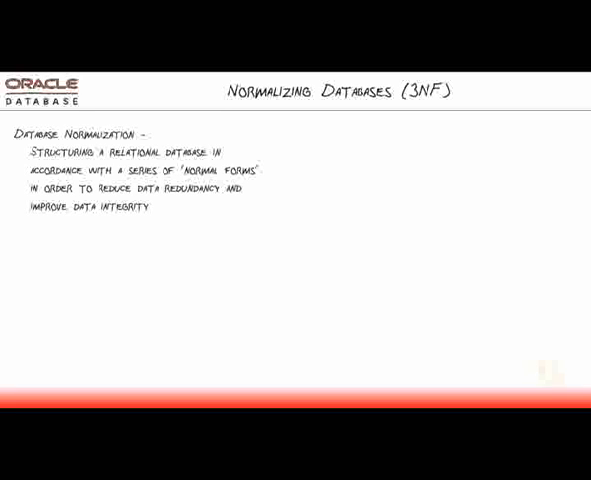We are structuring a relational database in accordance with a series of normal forms in order to reduce data redundancy and improve data integrity. Let's just back up from that a little bit. So we'll go in reverse order here. Why do we normalize a database? To reduce data redundancy and improve data integrity.